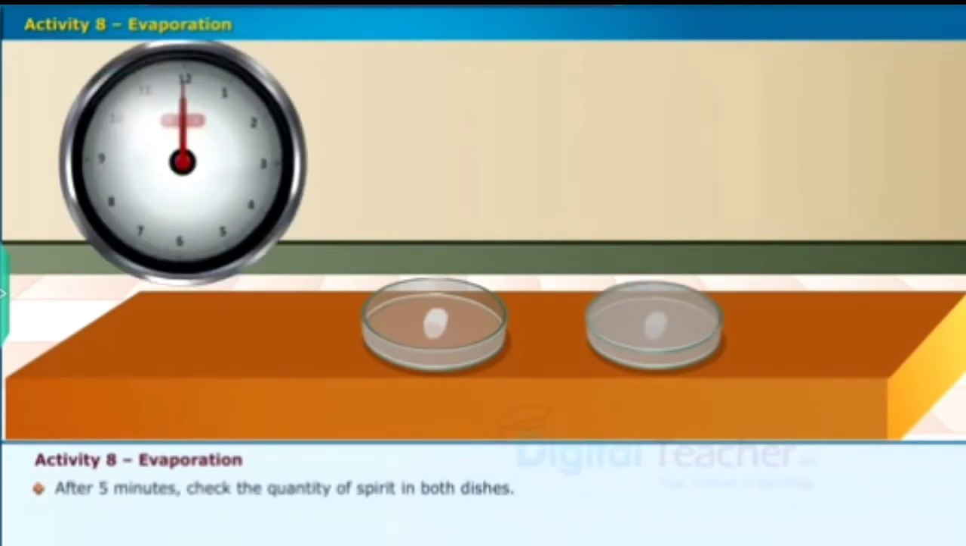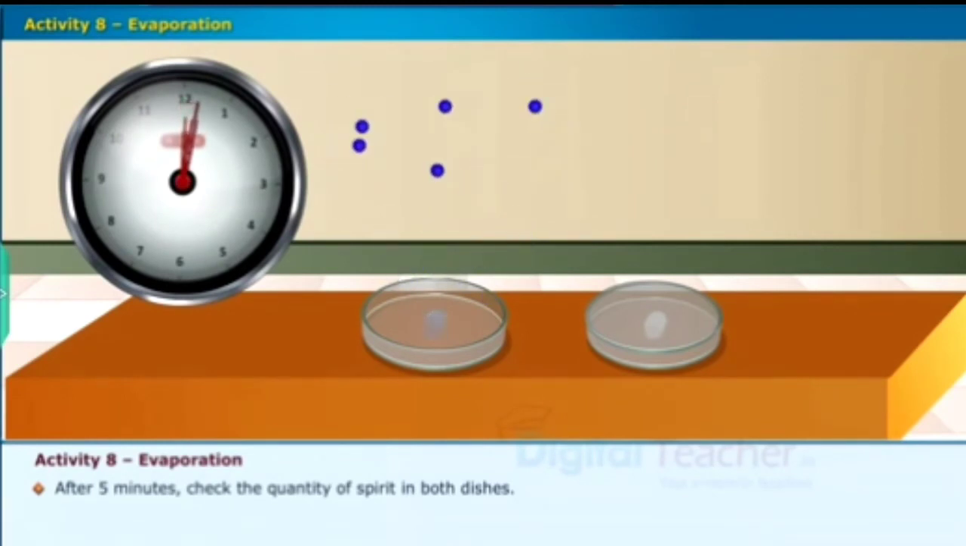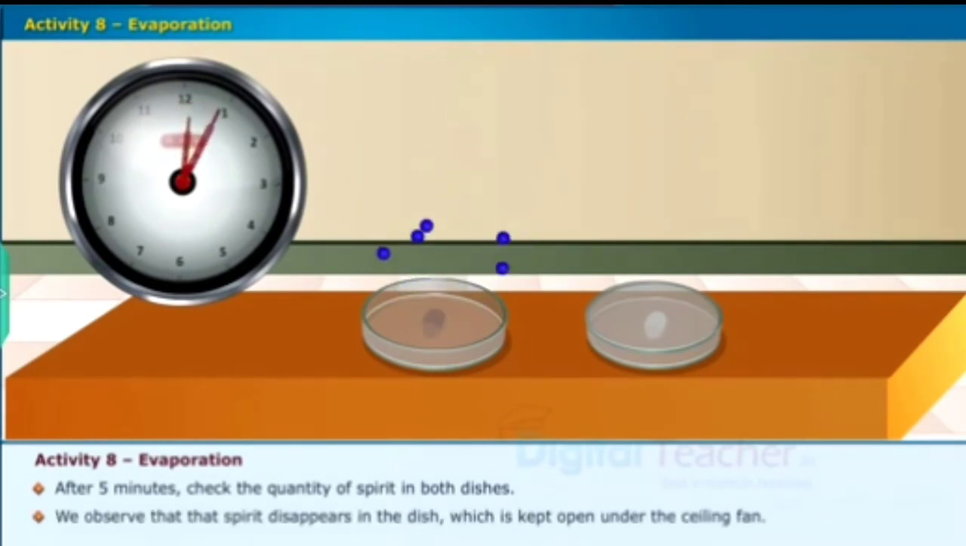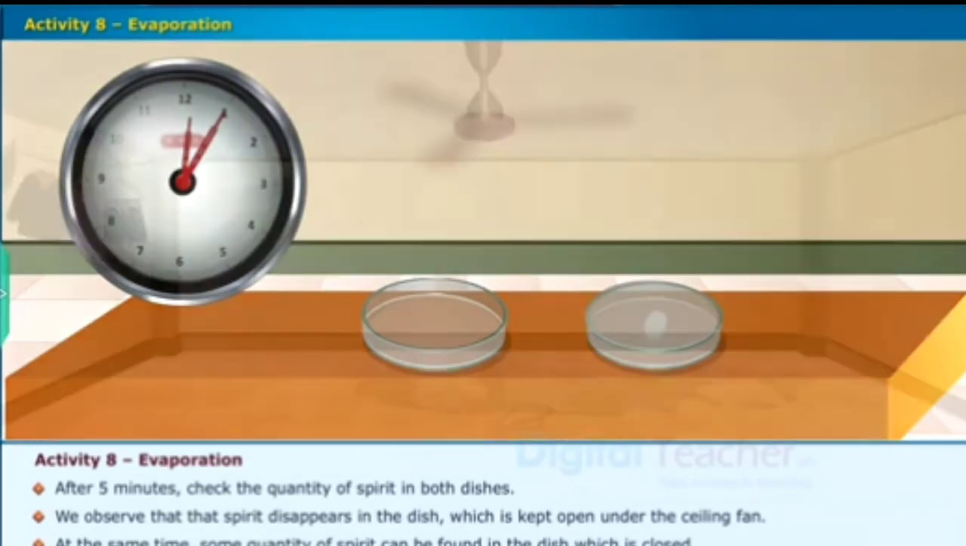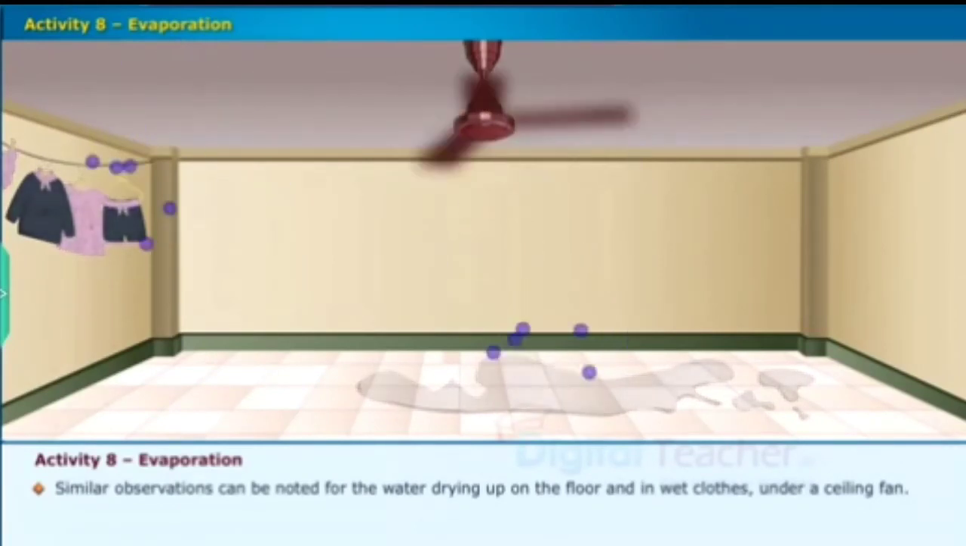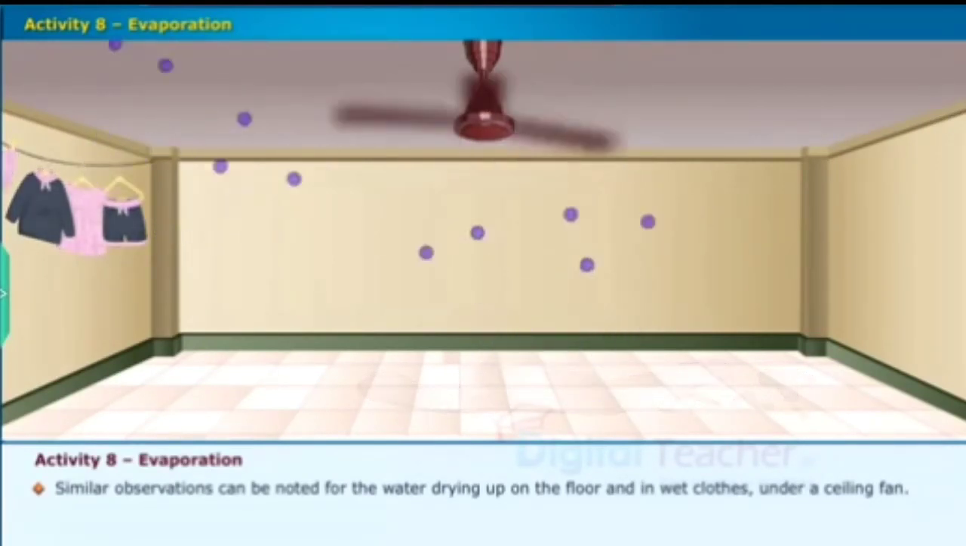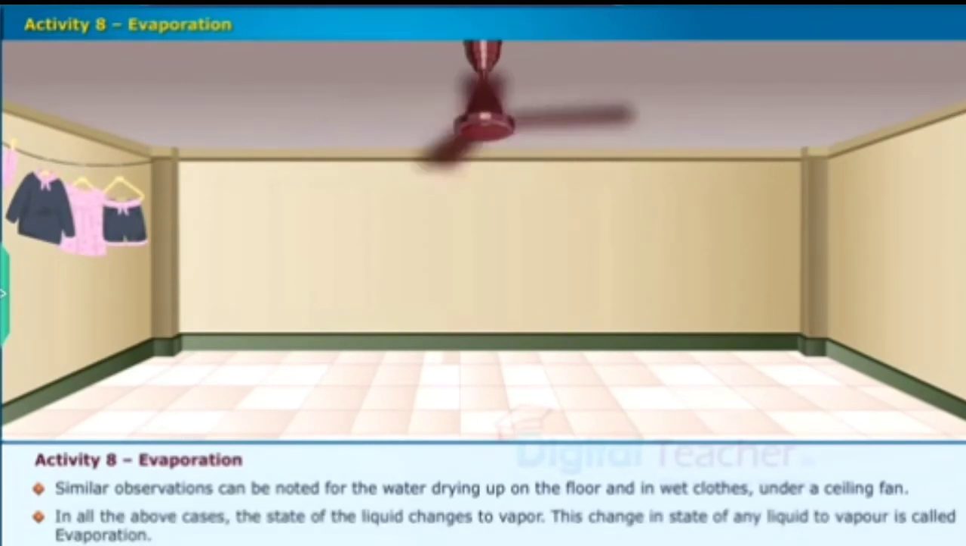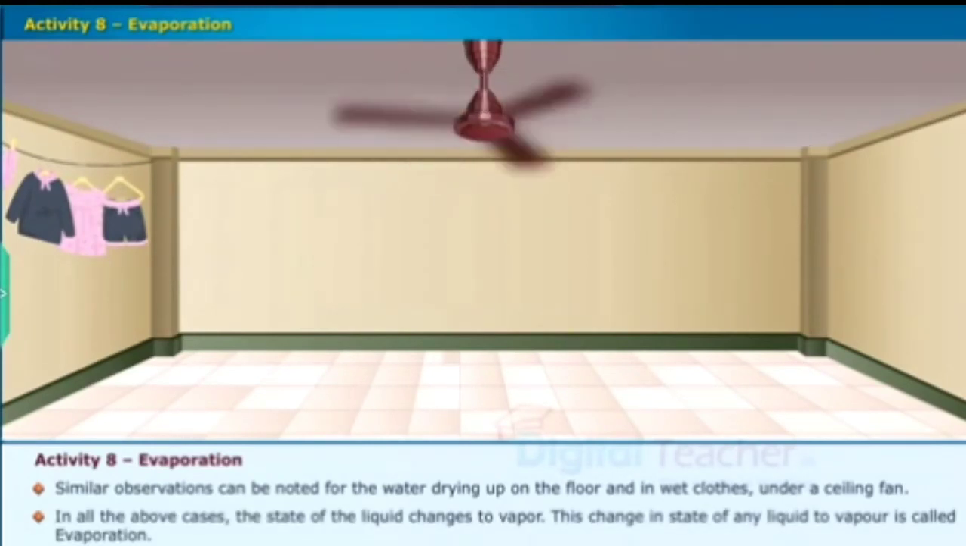After 5 minutes, check the quantity of spirit in both dishes. We observe that spirit disappears in the dish, which is kept open under the ceiling fan. At the same time, some quantity of spirit can be found in the dish which is closed. Similar observations can be noted for the water drying up on the floor and in wet cloths under a ceiling fan. In all the above cases, the state of the liquid changes to vapor.